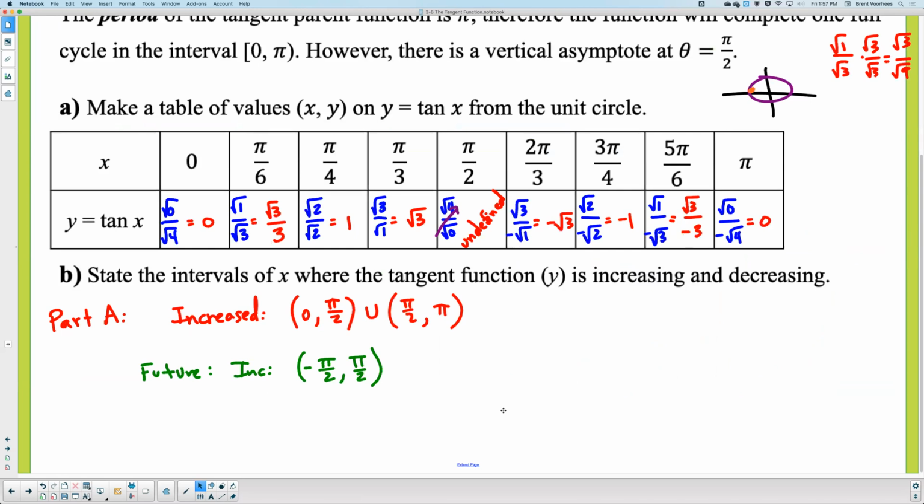The function, does it increase or does it decrease? Tangent here, without a transformation, always increases. It never decreases. No decrease. Let's do that. No decreasing interval. I'm going to add that in right before we move on. Okay. So now we're going to use those points that we just had. I'm going to show you how we're going to graph.